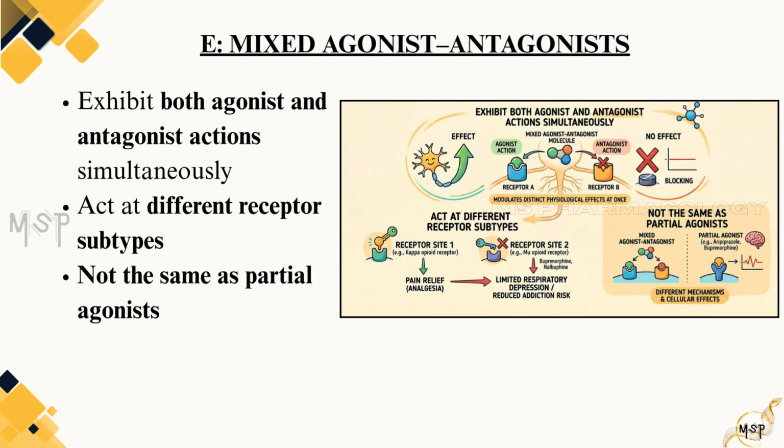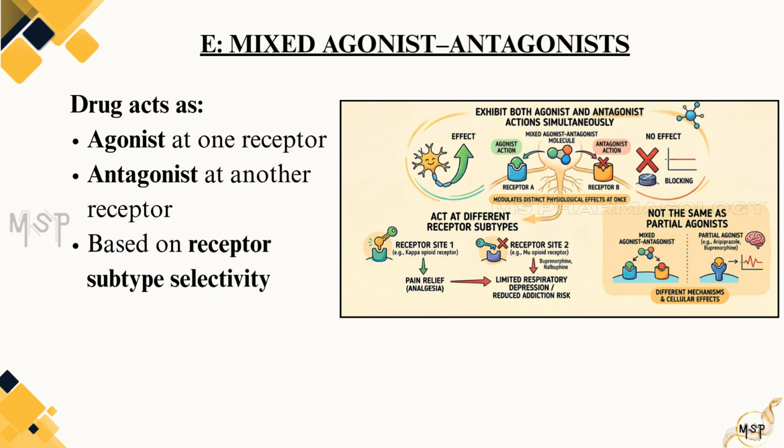Finally, we have mixed agonist-antagonists that show both agonist and antagonist effects simultaneously, but at different receptor subtypes. This is distinct from partial agonism. Here, the drug is a full agonist at one receptor type and a full or partial antagonist at another. The key to understanding these drugs is receptor subtype selectivity.